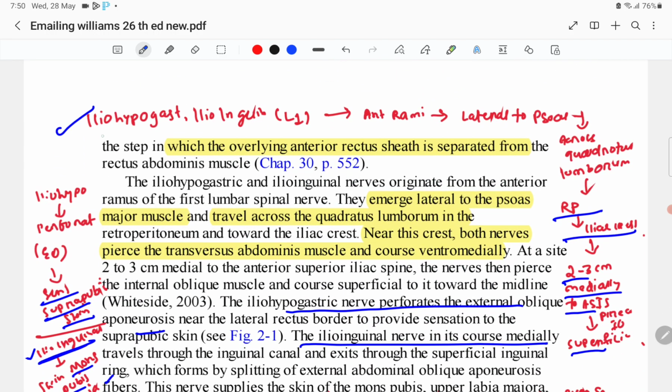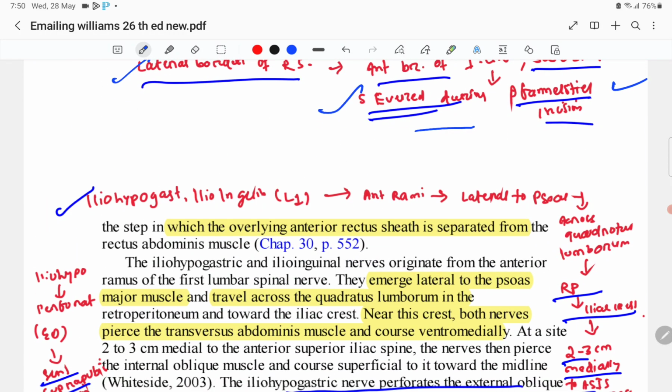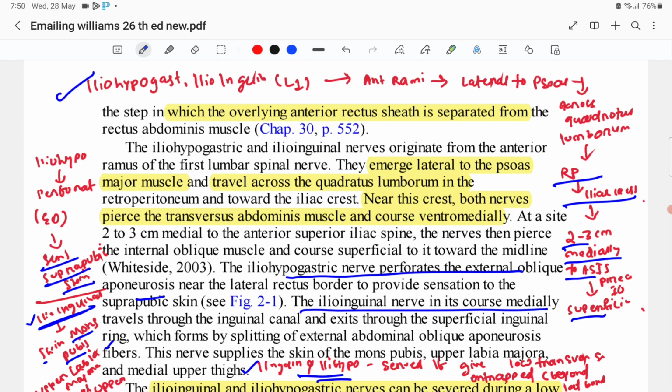Next nerve is your iliohypogastric. The applied anatomy is that the chances of injury exist, so be very careful. The iliohypogastric nerve, that is L1, passes through the lateral border of the muscle, then posteriorly goes to the quadratus lumborum muscle, retroperitoneally sometimes, then comes to the iliac crest. Then very important, the nerve lies 2 to 3 centimeters medial to the anterior superior iliac spine and pierces the superficial layer.